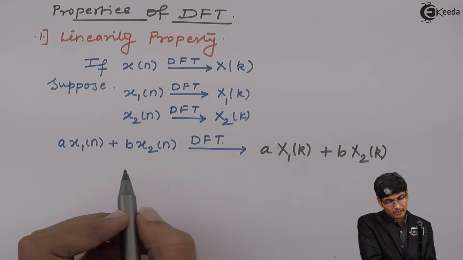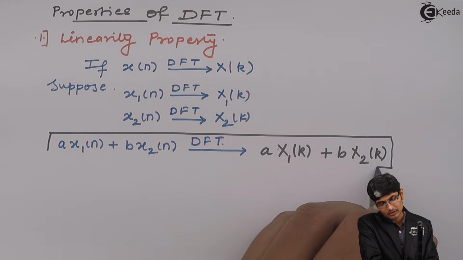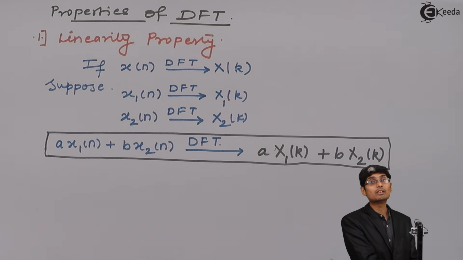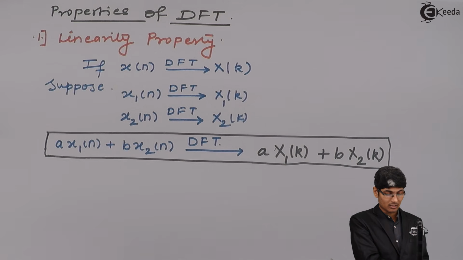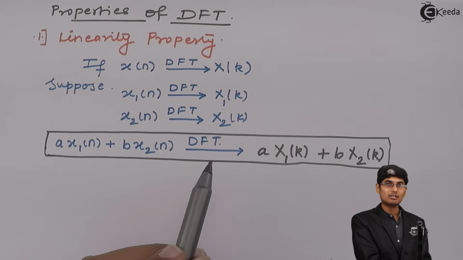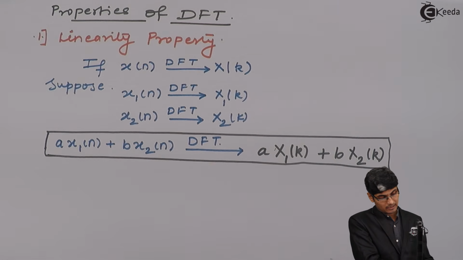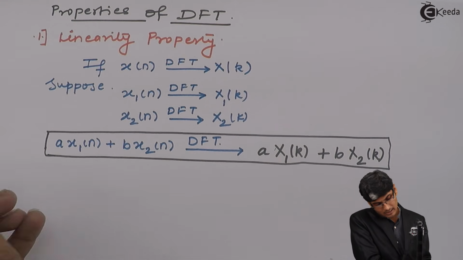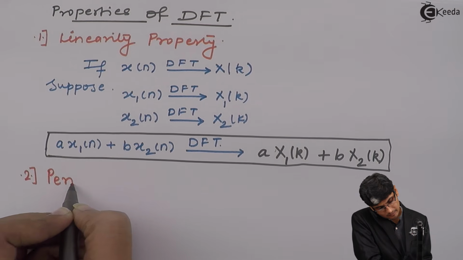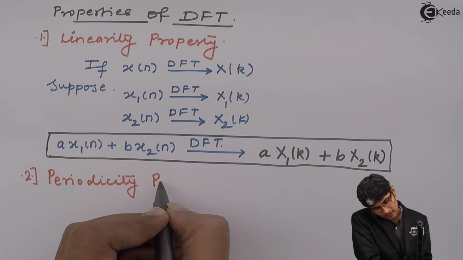So the linearity property is: whenever I have an addition, the DFT operator will be distributed over the addition. That means I will get the addition of the individual DFTs. That is nothing but the linearity property. Let us go for the second property. The second property is the periodicity property.